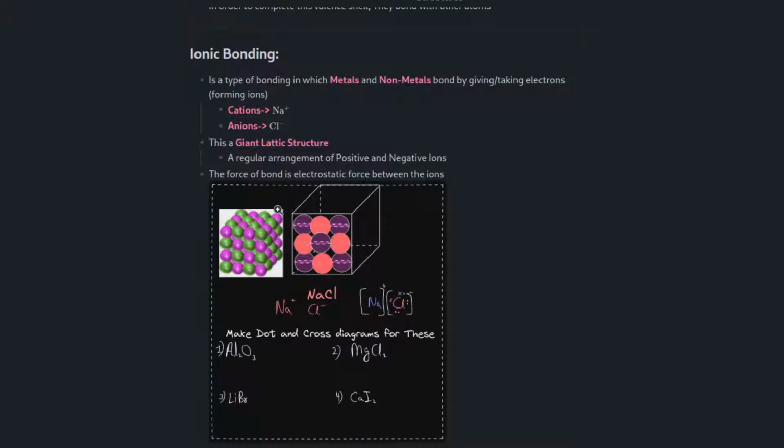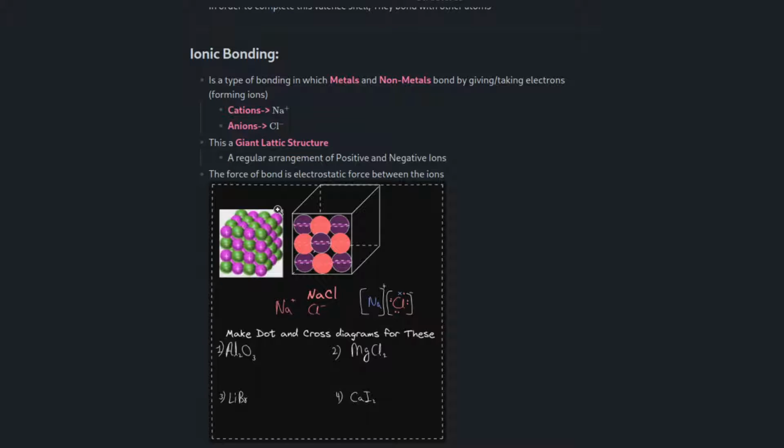Ionic bonding is in a giant lattice structure. A giant lattice structure is a regular arrangement of positive and negative ions. The word lattice basically means a regular arrangement, a patterned arrangement of atoms. So here it is a pattern. We can observe a pattern, and that pattern is repeated, and that's why it has a giant lattice structure. And this giant lattice structure is made from positive and negative ions.